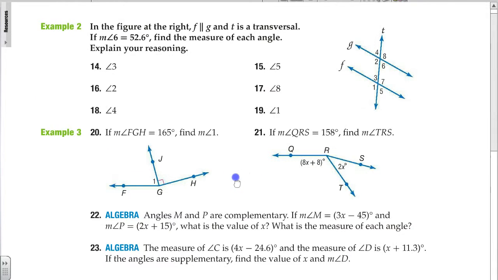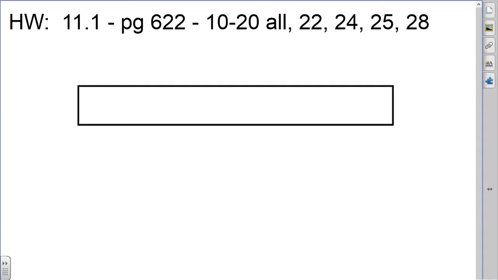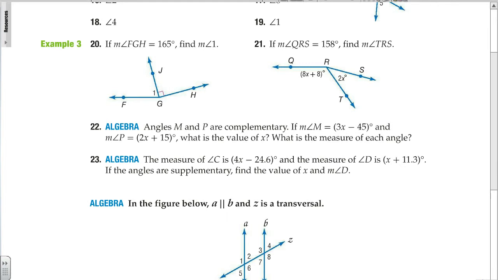All right. Jump ahead, I think, to 20? Yeah, 22. Let's see, which one can we knock out? Yeah, let's do 22. 22 is a good one. So on 22, the two angles are complementary. Okay, that's the first step here. Angles M and P are complementary. If M equals 3x minus 45 and P equals 2x plus 15, what's the value of x? What's the measure of each angle?